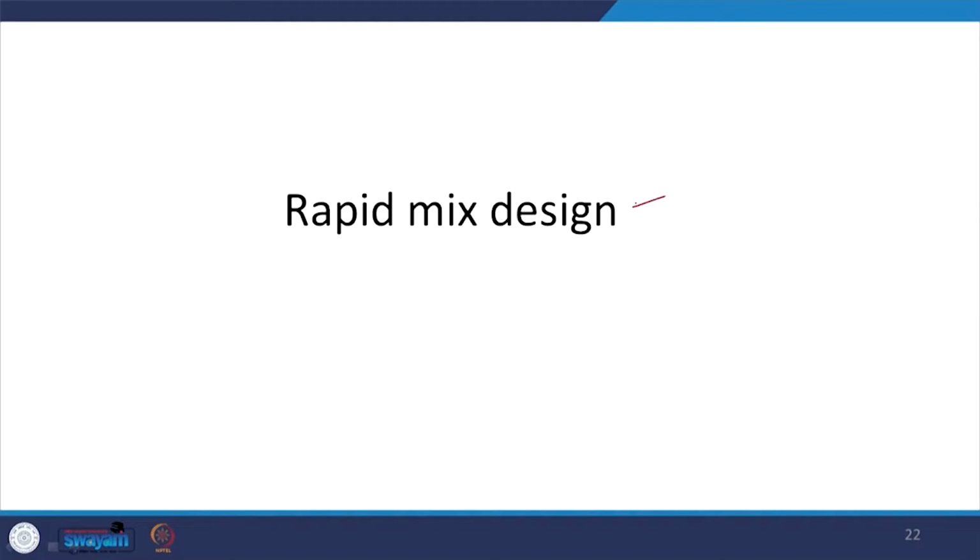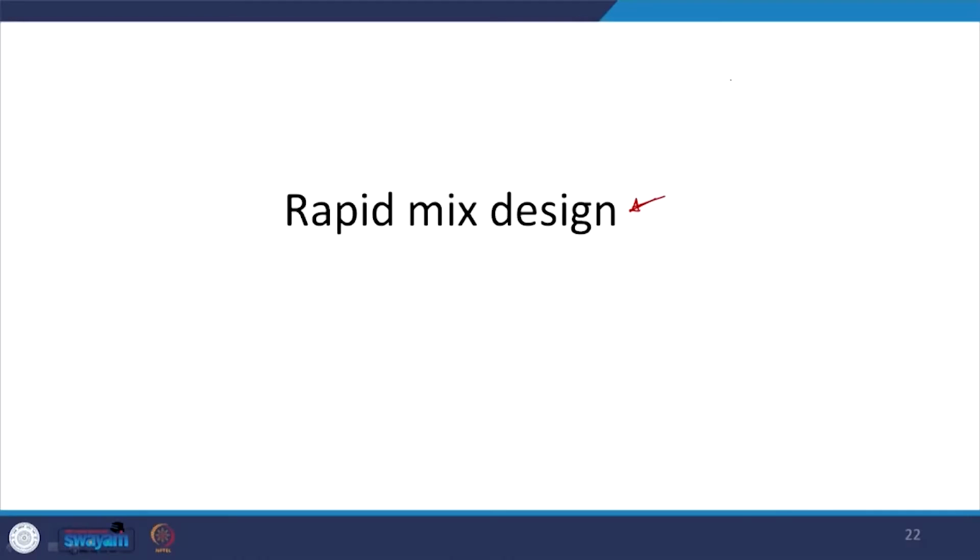So, rapid mix design, right. When I say rapid mix design, what is it I am concerned with, at least at our level. So, I want to promote mixing, right. How will I promote mixing? I want to create turbulence. Turbulence meaning if, let us say, water is flowing in this direction. Let me put it down on the paper here.